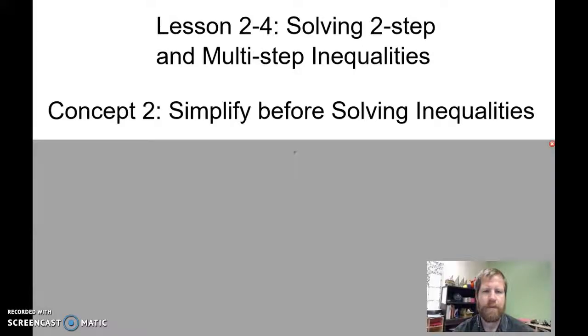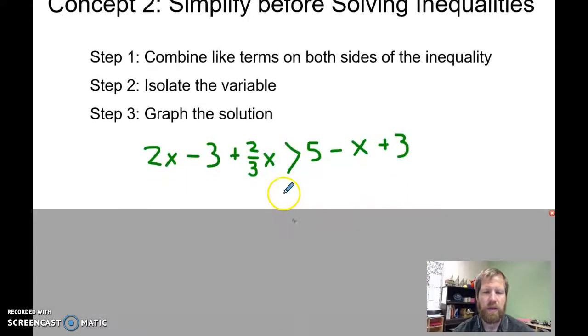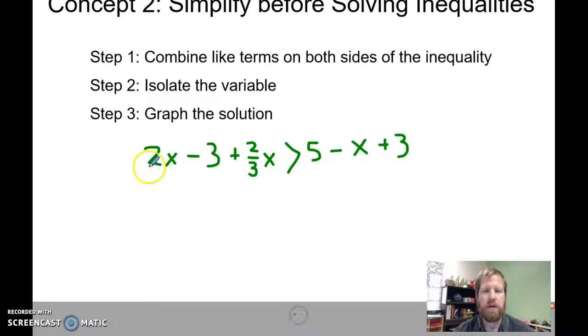Lesson 2.4, Concept 2, Simplify before solving inequalities. Just like for equations, when we have multiple terms that are alike on the same side or both sides of an inequality, we're going to simplify those before we start isolating our variable or moving our constants.